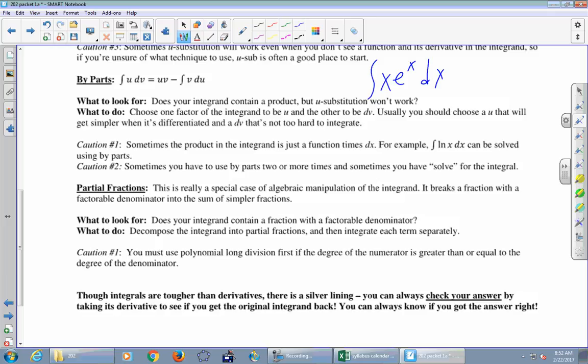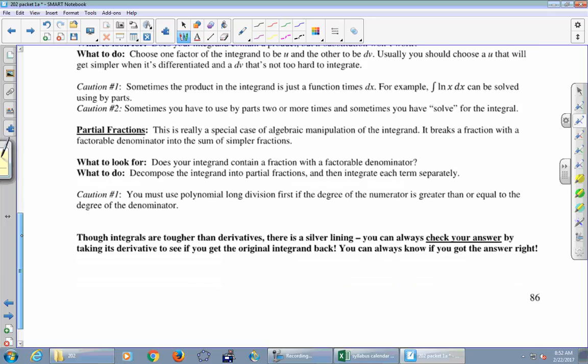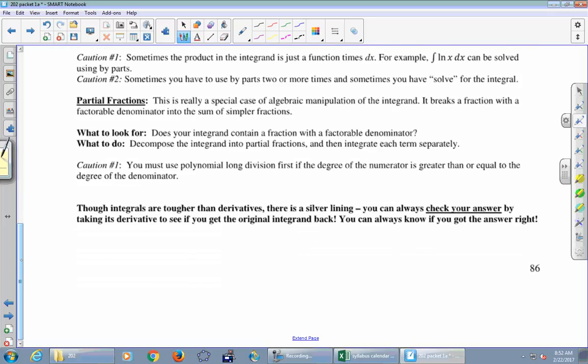So what do you look for? You look for a product, but where u substitution won't work. What does that mean? It means you tried u substitution a bunch of times before you eventually bailed and said, well, maybe it's integration by parts. Product of two things, but u substitution did not work. You tried that already. Okay, and then finally, partial fractions.